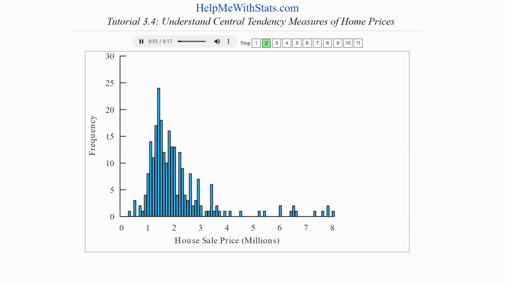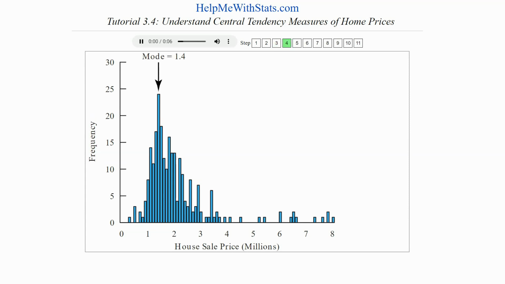Here is a frequency histogram of home prices in a very wealthy area. The distribution is positively skewed. Most of the home prices are between $1 and $2 million, but there are a small number of homes between $4 and $8 million. How do the central tendencies compare for this house sale price distribution? This kind of positively skewed distribution is typical for houses in all price ranges, although it is probably more positively skewed for houses on the very high end.